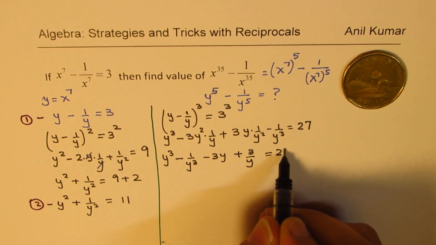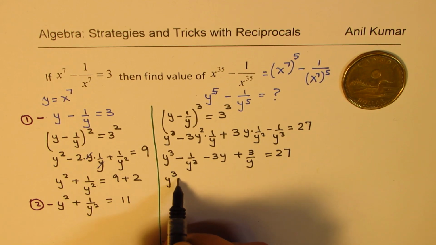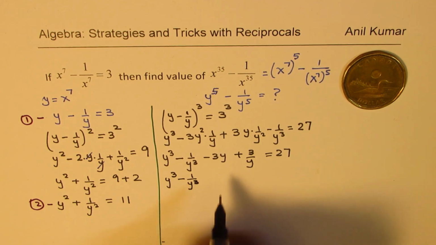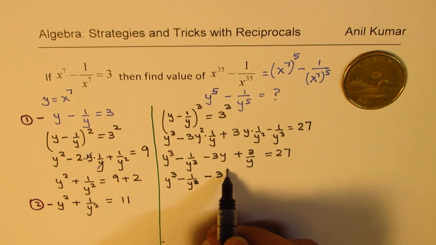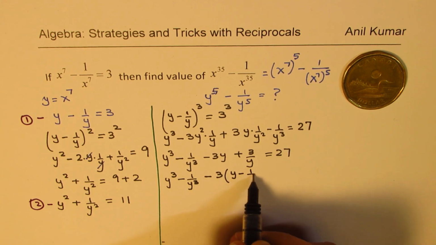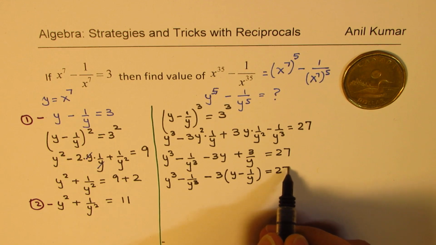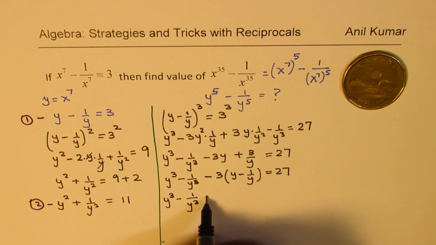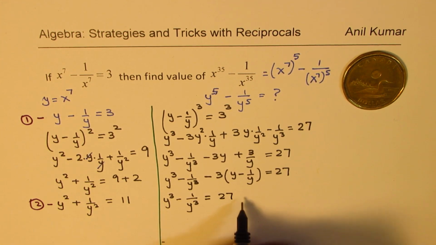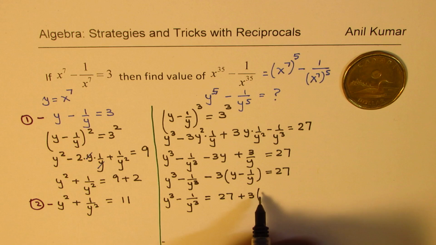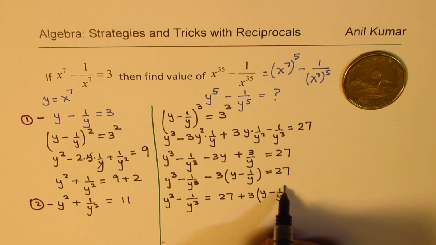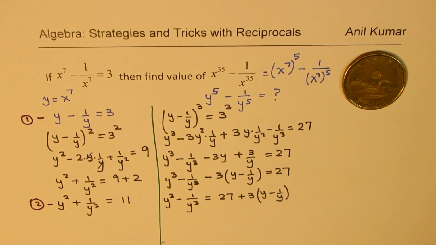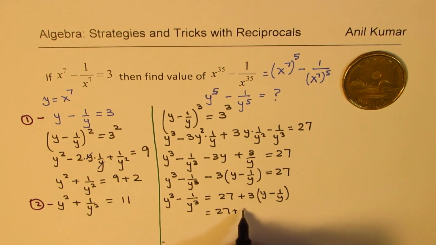So this is equal to 27, or we can say y cube minus 1 over y cube minus, we can take 3 common, so we get y minus 1 over y equals 27, or we get y cube minus 1 over y cube is equal to 27 plus 3 times y minus 1 over y. Now that is also given to us, y minus 1 over y is 3. So we could write this as 27 plus 3 times 3, which is 9.